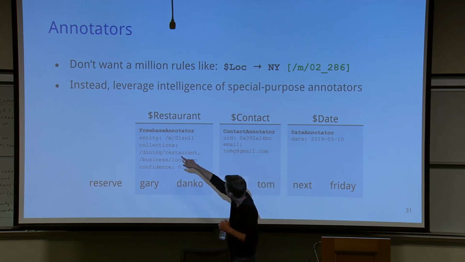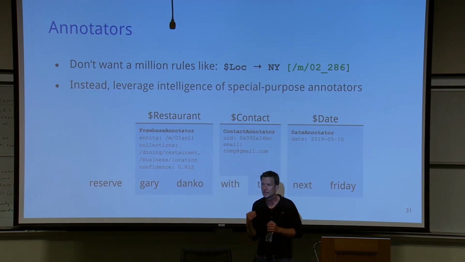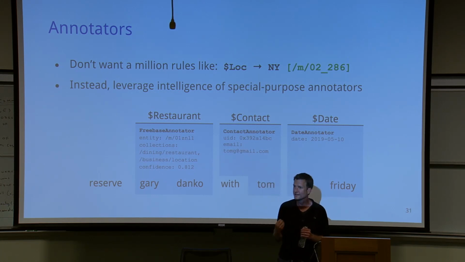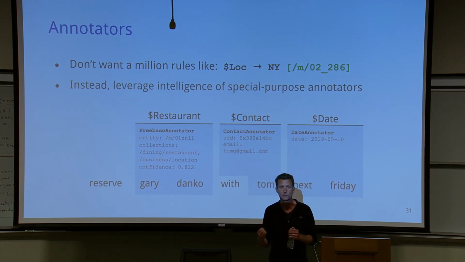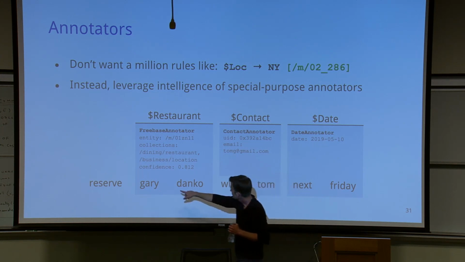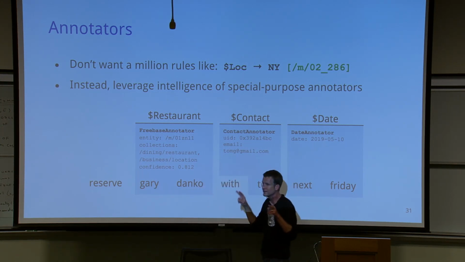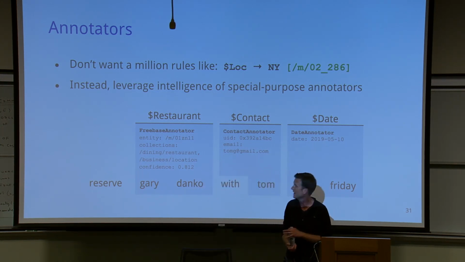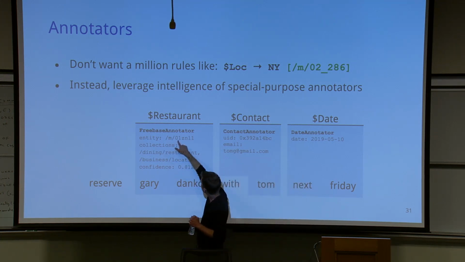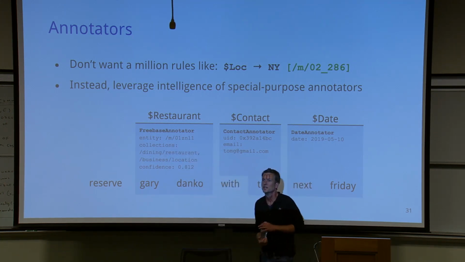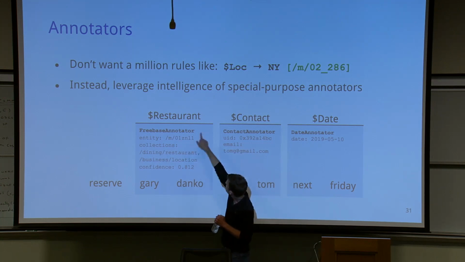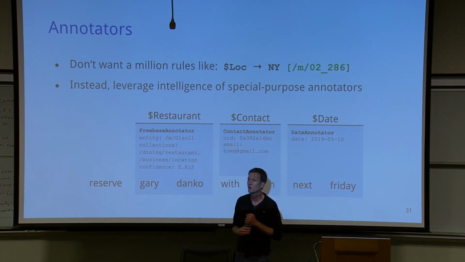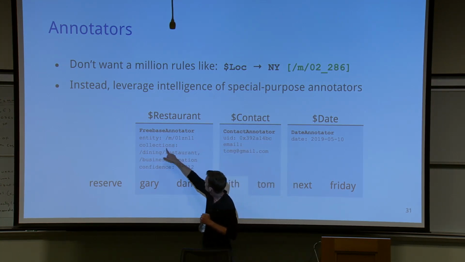So first I imagine that I have a freebase annotator. And this thing, its job is to look for entity mentions that are things that freebase knows about. And it recognizes this string, Gary Danko, and it says, oh, I know about that. That's freebase entity, this thing. And it tells me this is a dollar restaurant.